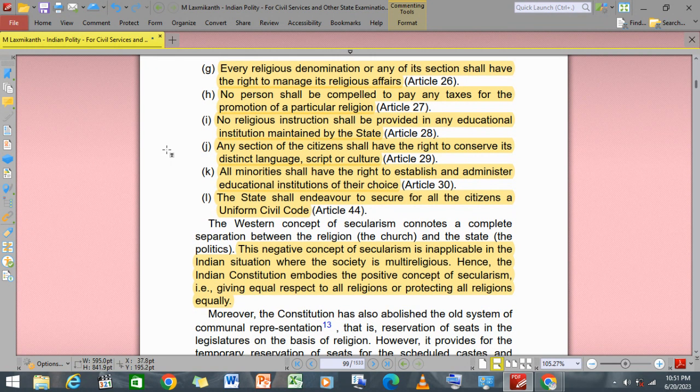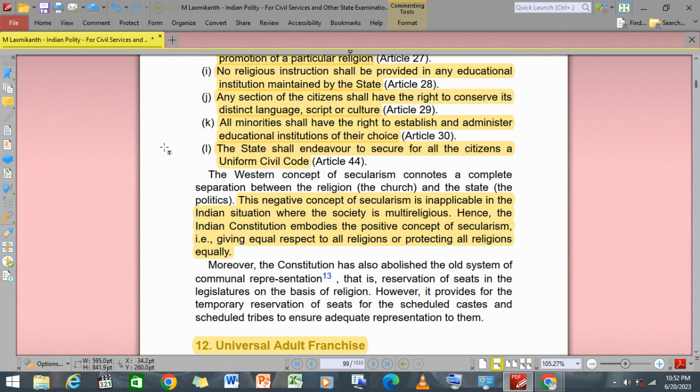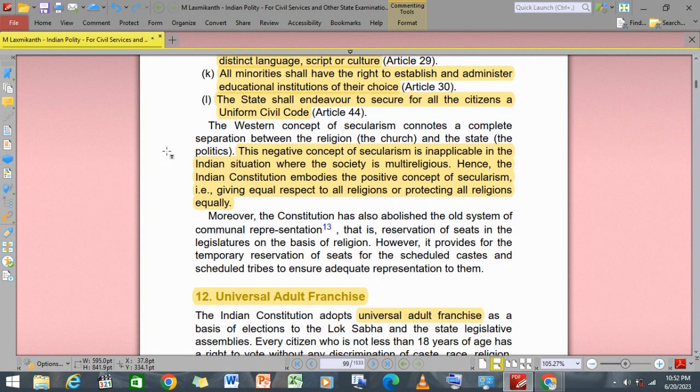No religious instruction shall be provided in any educational institution maintained by the state. Any section of the citizens shall have the right to conserve its distinct language, script, or culture. All minorities have the right to establish and administer educational institutions of their choice, and the state shall endeavor to secure for all citizens a uniform civil code. All right.